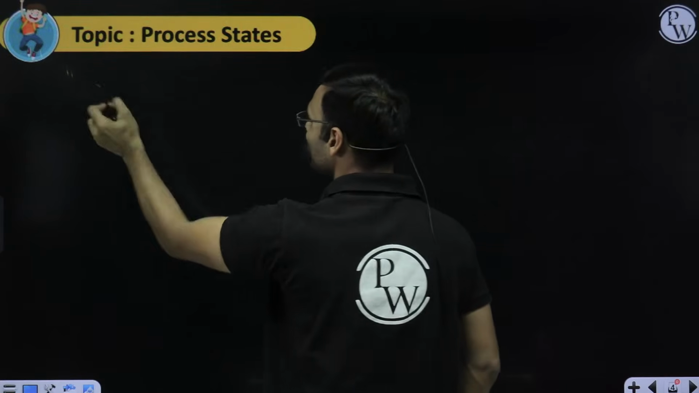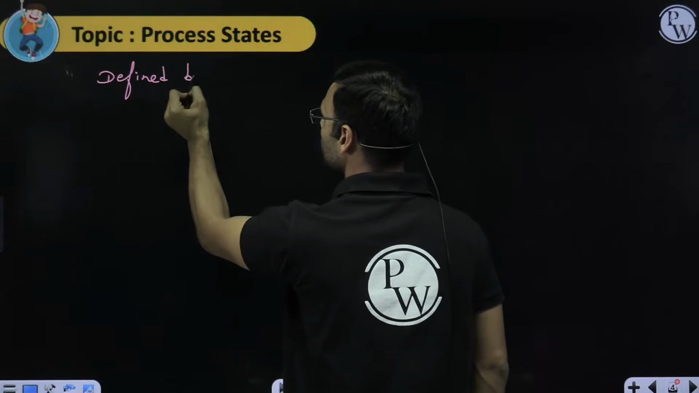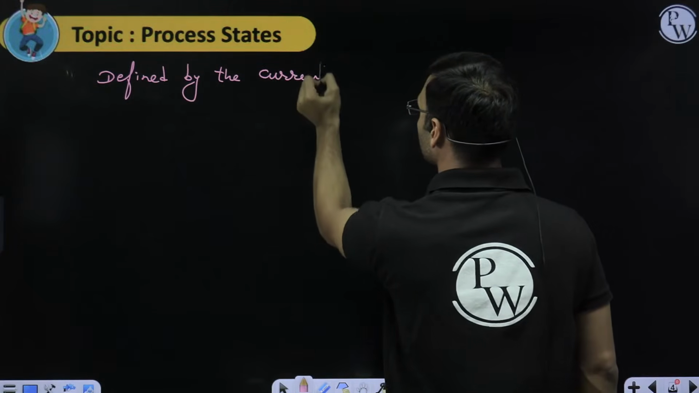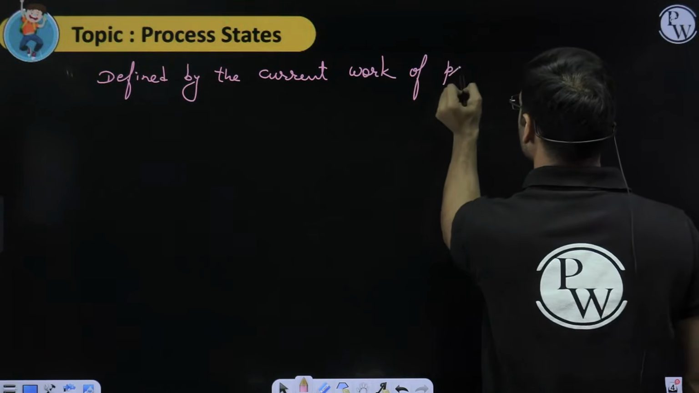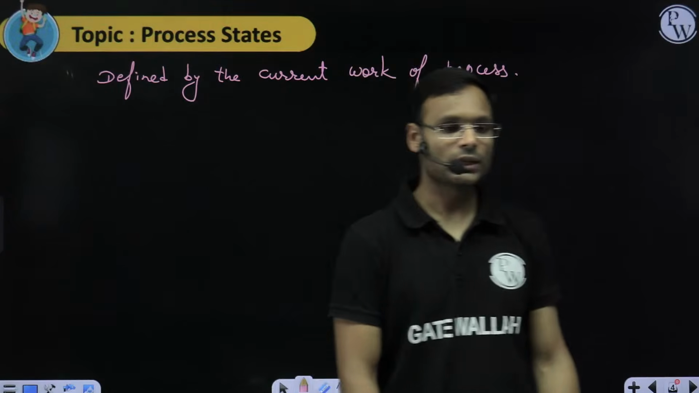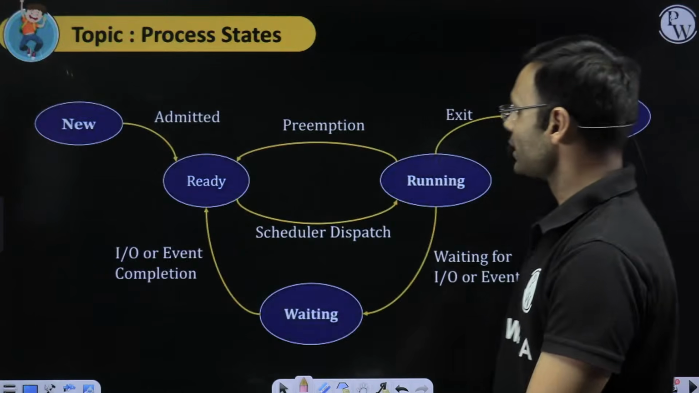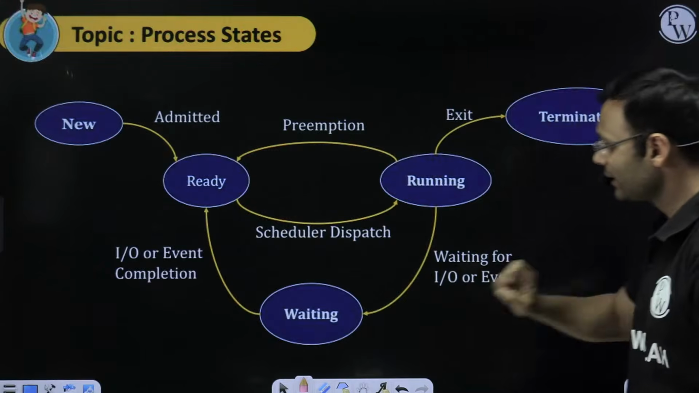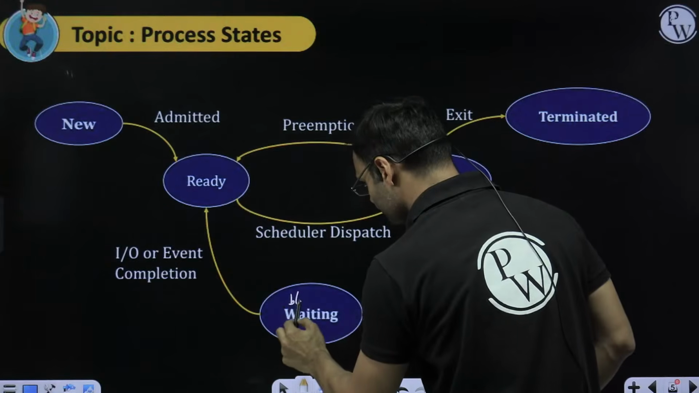So I'm writing that it is defined by the current work of the process. Whatever the process is currently doing, based on that its state is defined. There are different states. You can see new state, ready state, running state, terminated state, and waiting, which is broadly called the blocked state.